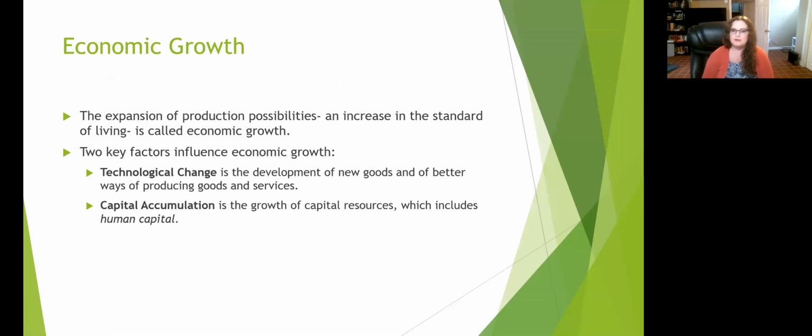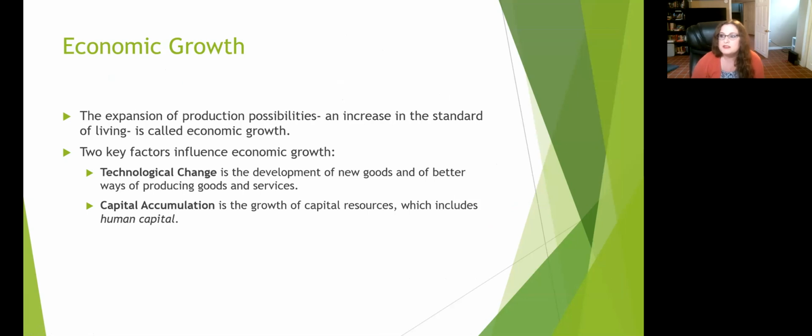Economic growth happens because of a few different reasons. The expansions of the production possibility frontier, moving it outwards so that we can have even more smoothies and even more salads and more pizzas and more sodas. There's reasons why these things happen. And that's through economic growth. There's two key factors of economic growth. The first is technological change.